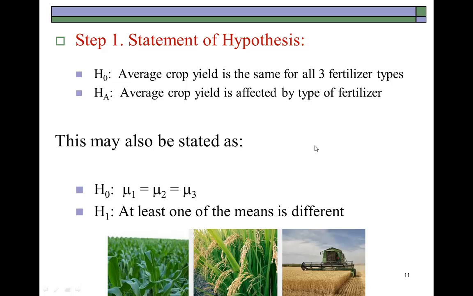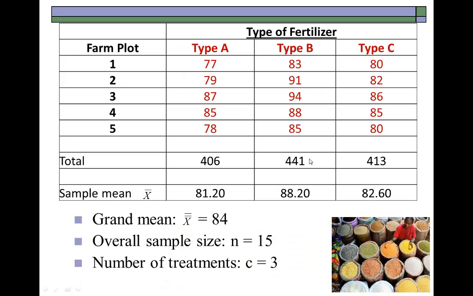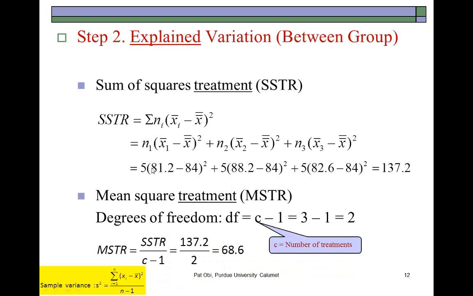So if I go back here, we're going to be looking at the difference between this mean here for fertilizer type A of 81.2 and the overall mean of 84. So it's going to be 81.2 minus 84. That difference would be squared as I show right here. And when you square it, you then multiply it by the number of observations under group 1 or treatment number 1, which is 5.